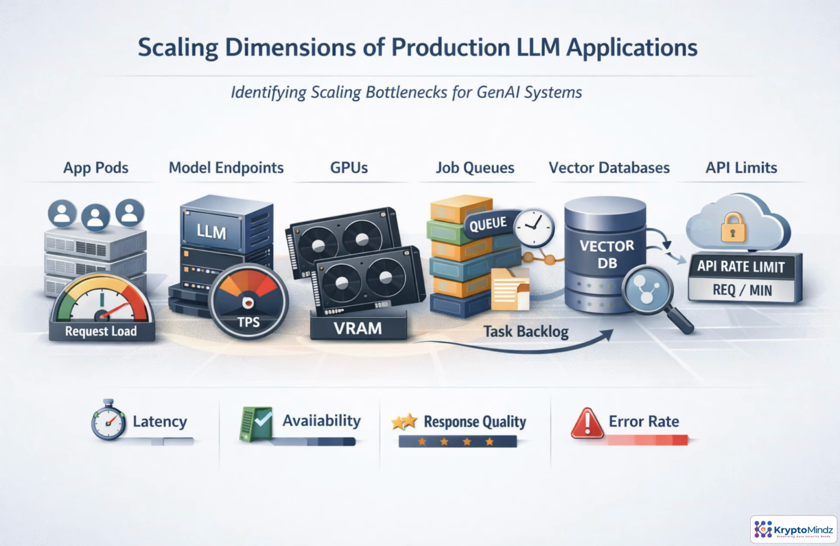Scaling an LLM application is not the same as scaling a standard web service. Bottlenecks can appear in app pods, model endpoints, GPU memory, queues, retrieval systems, or provider rate limits. The goal is to scale the layer that is actually constraining the user experience. If latency is high, more API replicas may not help if the vector store is slow or the GPU is saturated. Tie scaling decisions to SLOs such as latency, availability, response quality, and error rate. Then balance reliability with cost, so peak demand is handled without unnecessary over-provisioning.